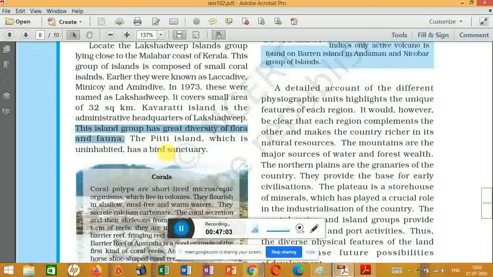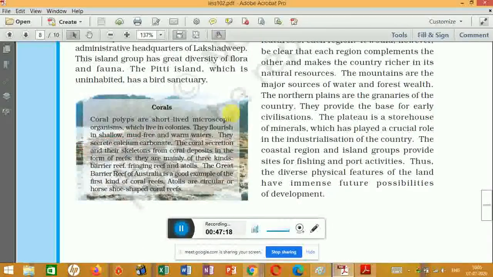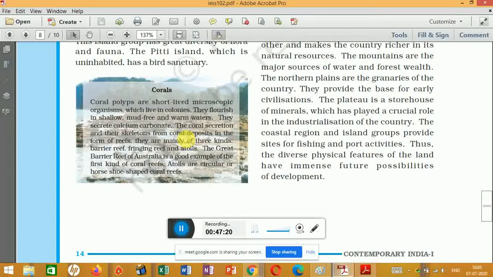Piti Island, which is uninhabited, has a bird sanctuary. So Piti Island is not inhabited by human beings. No human beings are there in the Piti Island, and we have a bird sanctuary there. And let us go more about the corals. Here, three types of corals are there: barrier reef, fringing reef, and atolls. So what are these? Let us see.